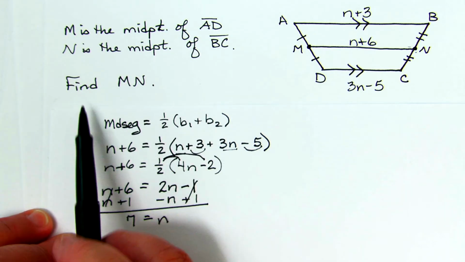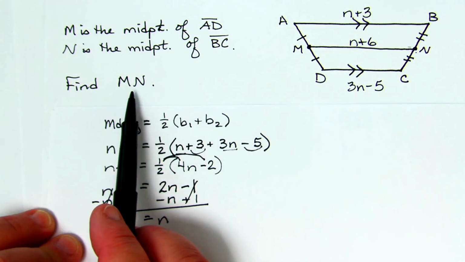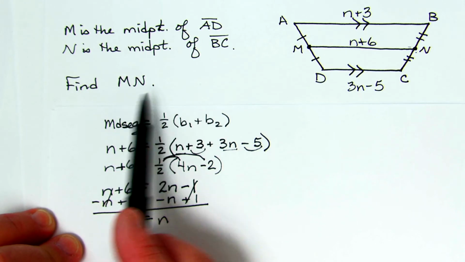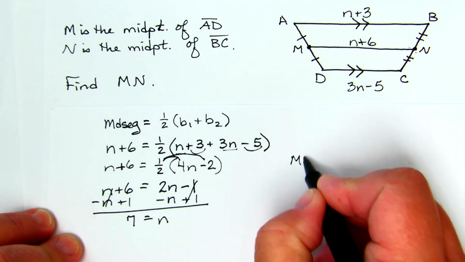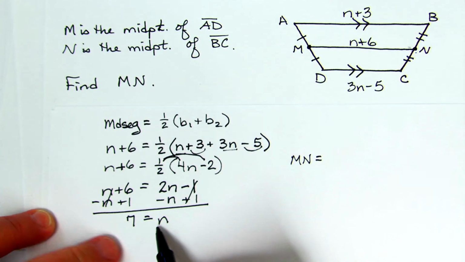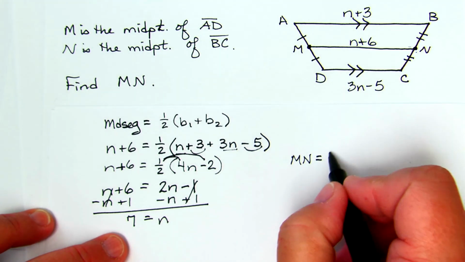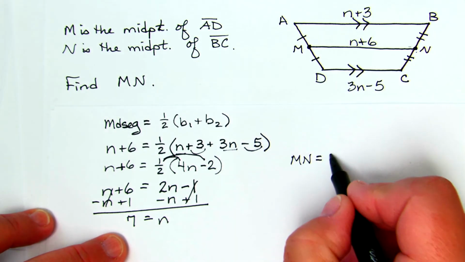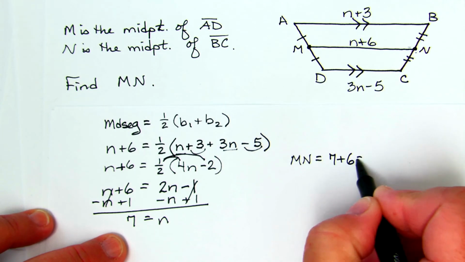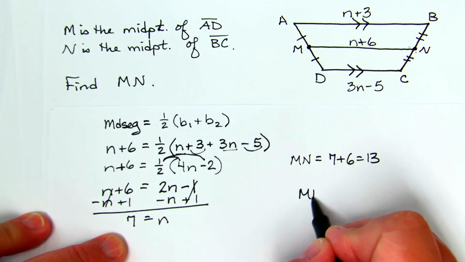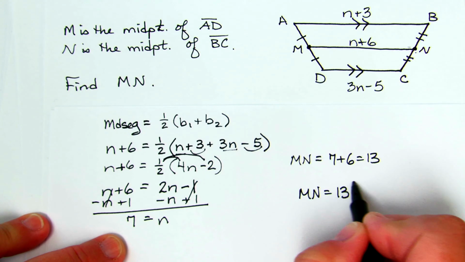Now the problem asks me to find the measure of MN. So they actually want me to find the length of MN. So we're going to plug our value of the variable n into the length of MN. 7 plus 6 equals 13. So we find MN is equal to 13.